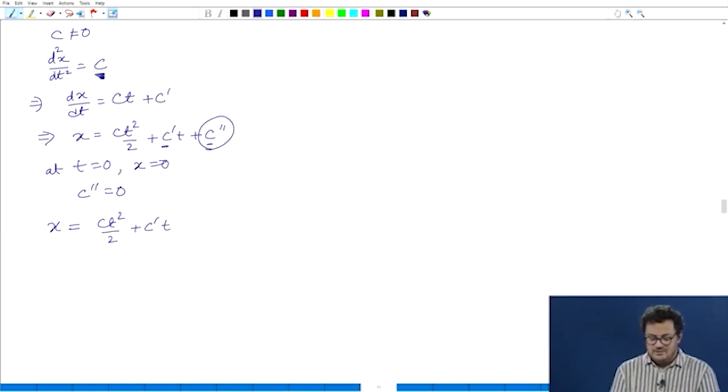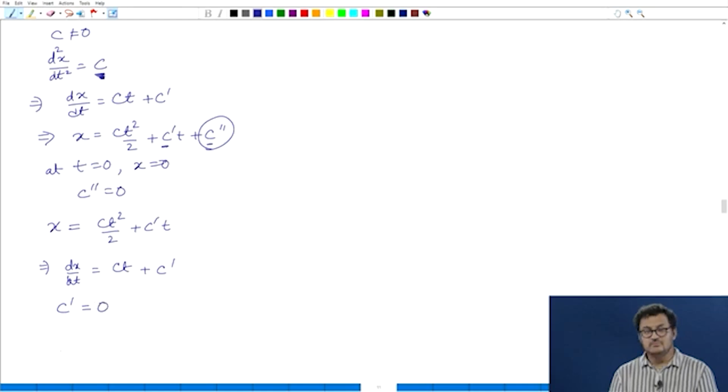And then you say, okay, this is fine, but then what is my dx by dt or velocity? Velocity is ct plus c prime. Then you say at t is equal to 0, velocity is also 0, then c prime is also 0. If at t is equal to 0, dx by dt is also 0.